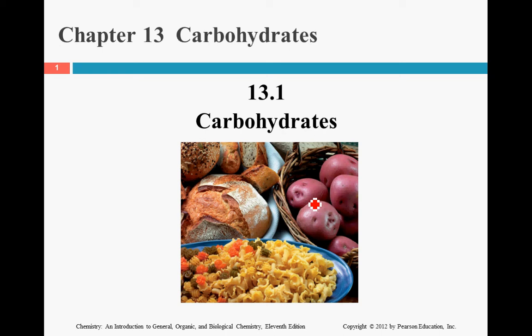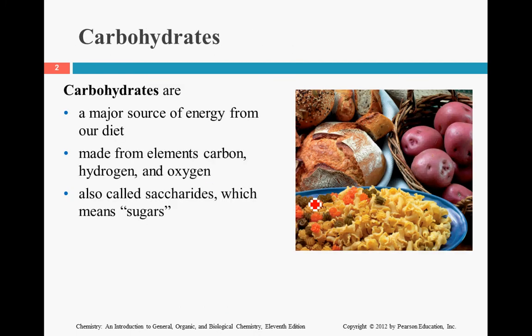Okay, we are going to start our discussion on carbohydrates. I am sure that you guys have discussed carbohydrates in other classes, such as biology or maybe your foods and nutrition classes for nursing. So some of this should be a review. It's a major source of energy in our diet, along with proteins and fats. Carbon, hydrogen, oxygen are the main components.